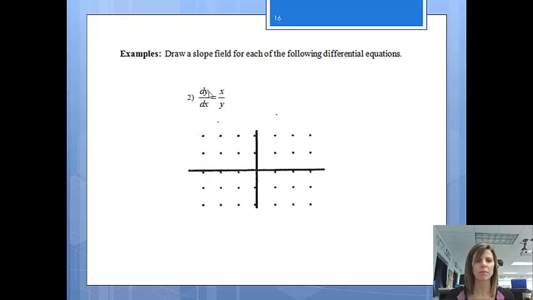All right, this next one is draw a slope field for each of the following differential equations. So same thing again. This time our slopes will equal x over y. And this one's going to be a little bit more difficult because we have an x and a y involved, so we're going to have to go more on a point-by-point basis.